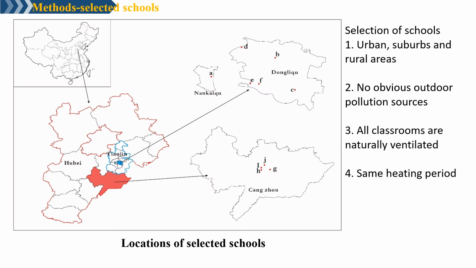We invited 10 schools to join our study. Those schools are all located in northeast China with a cold winter climate. Those schools have the same heating period from November to March. There are no obvious outdoor pollution sources such as plants or factories around those schools. The locations of those schools cover urban, suburban, and rural areas. Classrooms in those schools are all naturally ventilated.